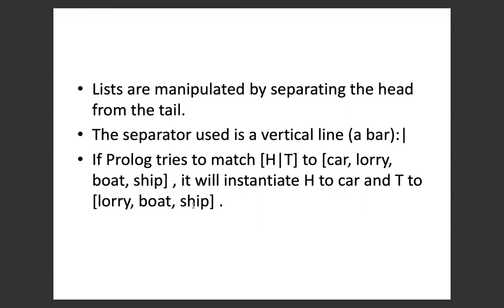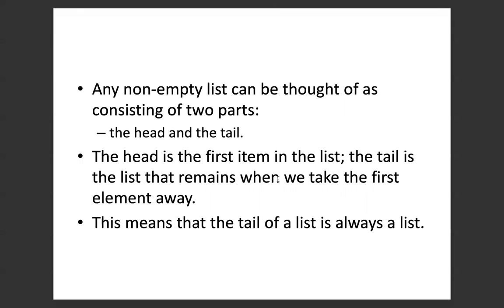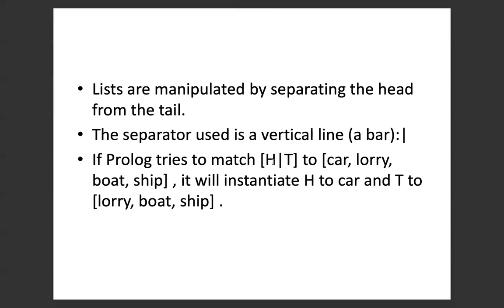So what this is stating is that in terms of head and tail, the head will always remain a single element, whereas the tail will always remain a list. Even if there is no other item in the list, the tail will still be considered an empty list. But the tail will always remain a list. So the head is just a single element and the tail is always a list.